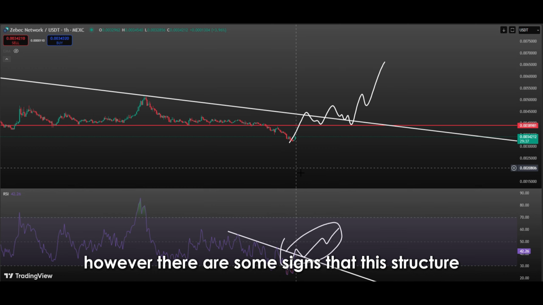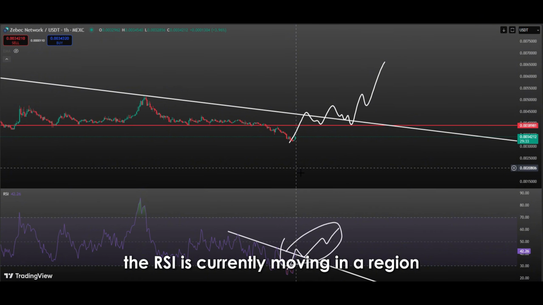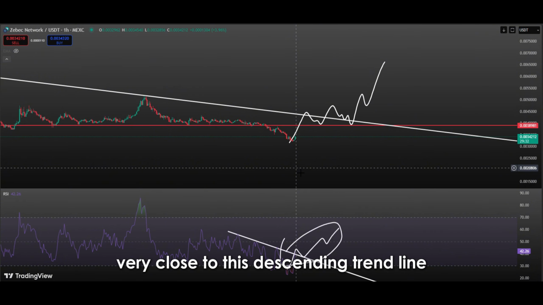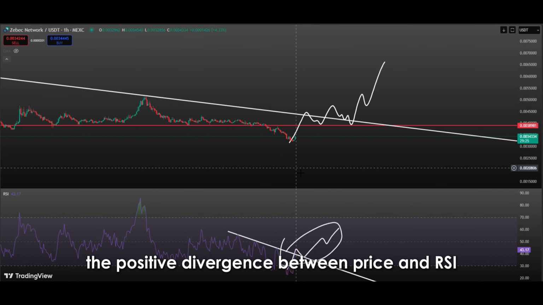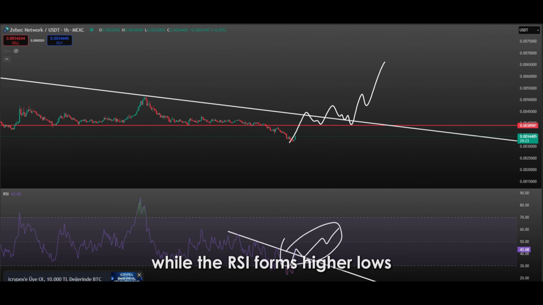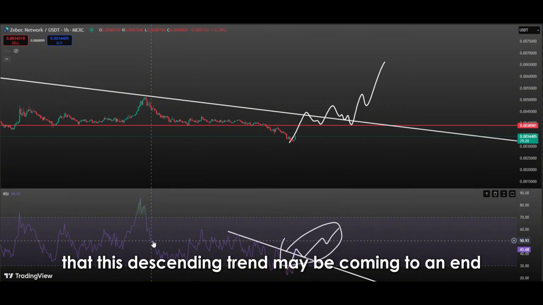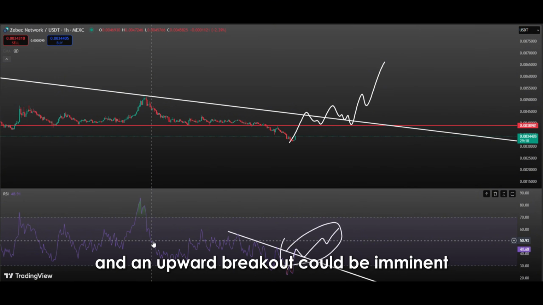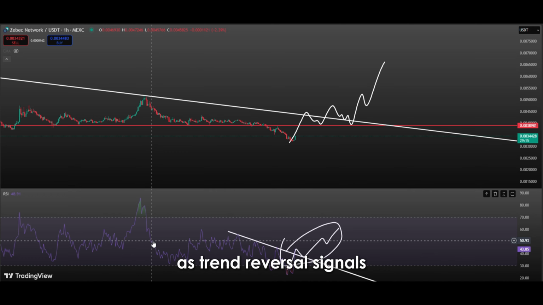This has led to the formation of a clear descending trend in the RSI. However, there are some signs that this structure may be on the verge of breaking very soon. Although the RSI is currently moving in a region very close to this descending trend line, this latest move appears stronger and more supported by volume compared to previous rebounds. In particular, the positive divergence between price and RSI, where the price makes lower lows while the RSI forms higher lows, strengthens the expectation that this descending trend may be coming to an end and an upward breakout could be imminent. Such divergences hold a significant place in technical analysis as trend reversal signals and are closely watched by investors.